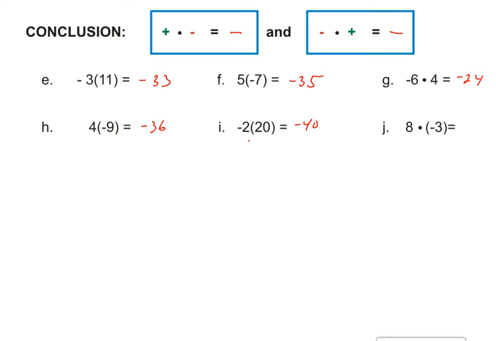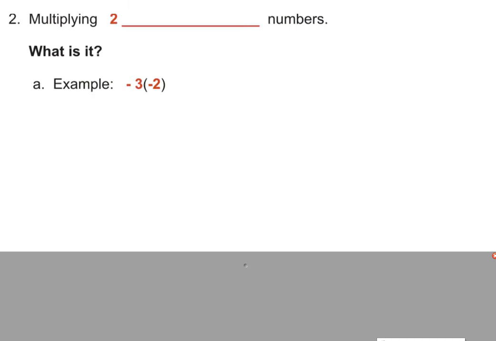What's J going to be? Here we go on 3. 1, 2, 3. Negative 24. Easy, right? Multiplying positives and negatives is really easy. If you remember, positive times a negative is a negative, negative times positive is a negative. All right. Let's go to the next thought.